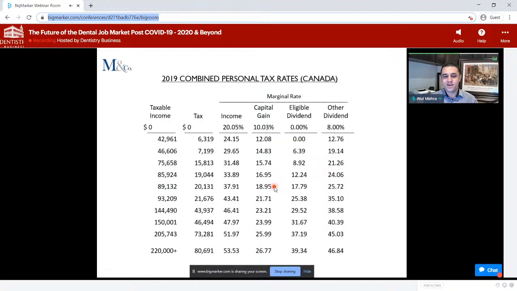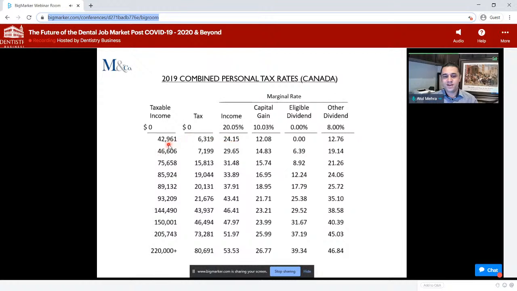In terms of the tax rates, here's a grid, and it basically shows you there's that 53.53%. So that's the high rate of tax. Any income that you earn personally over $220,000 is taxed at 53.53%. Now, the way this grid works is the left-hand side is the income level that you're in, and this is on the personal side. So as your income goes up, for example, in this case, from $42,961 to $46,000, so that approximate $4,000 gap, the marginal tax rate is 24.15%.